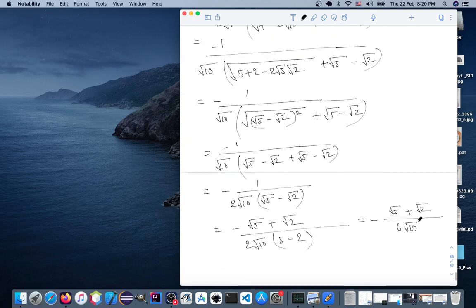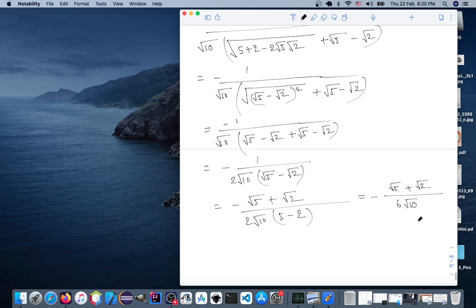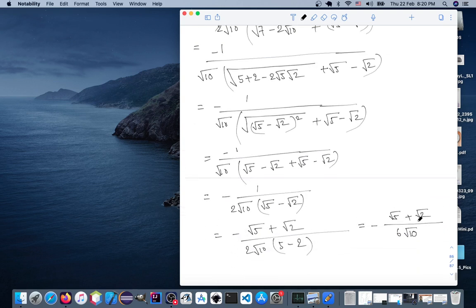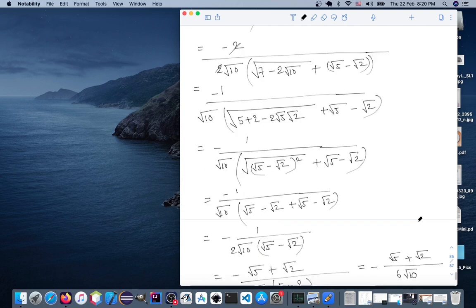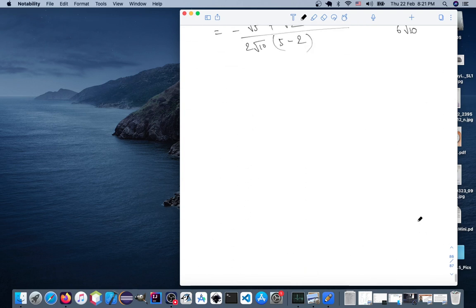I hope I did not do any mistake regarding the sign, positive and it's coming negative. Please check it yourself, and if you see any mistake in my computation, please let me know in the comment section. I will highly appreciate that. So let's move on to example 4.